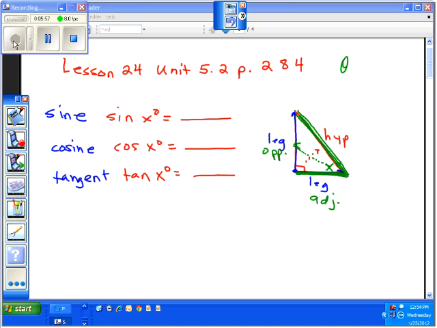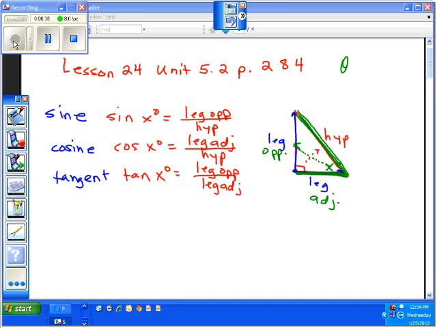Now, the sine ratio is the length of the leg opposite angle x over the length of the hypotenuse. And I don't want to just put opposite. We want to put leg opposite, because there's a difference in the side or leg. The cosine ratio is equal to the length of the leg adjacent to that angle over the length of the hypotenuse. And the tangent ratio is equal to the length of the leg opposite that angle over the length of the leg adjacent. And we really should be even more specific than I just wrote it.